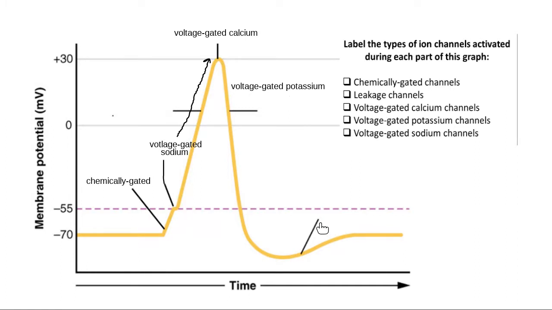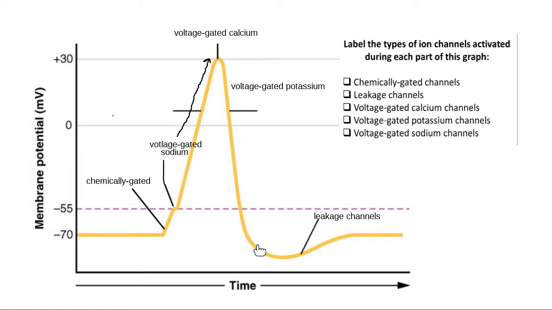Over time, I'll get back to normal because of those leakage channels that slowly get me back to where I'm supposed to be. So voltage-gated potassium channels open at positive 30. They will stay open all through this process of repolarizing the membrane.